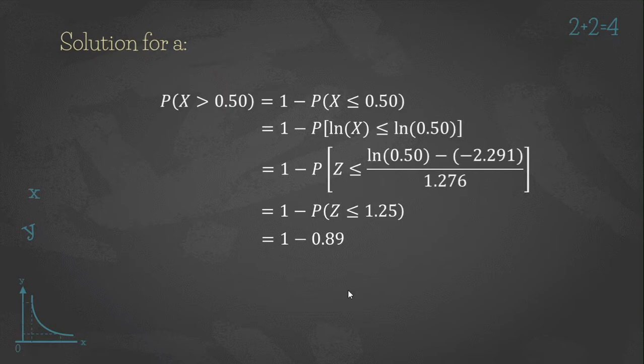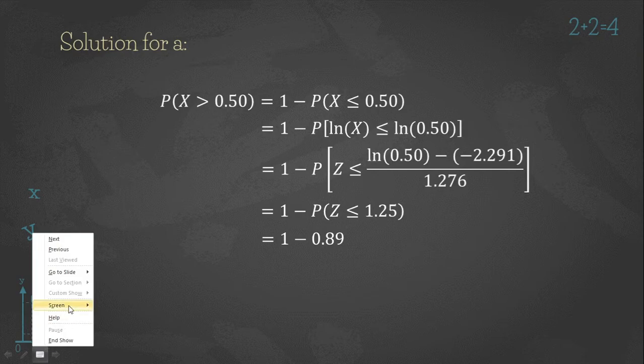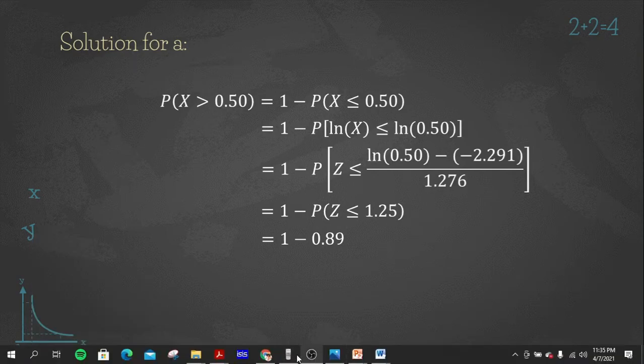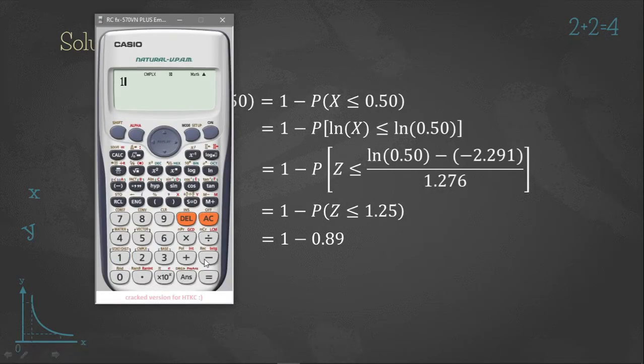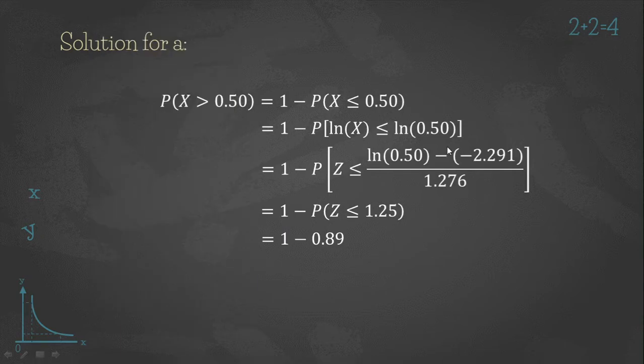So, yun yung nilagay natin dito. So, isolve natin siya. 1 minus 0.89 equals, ang sagot is 0.11. So, ang probability na ang x ay greater than 0.50 ay 0.11. Yan ang ating final answer for letter A.